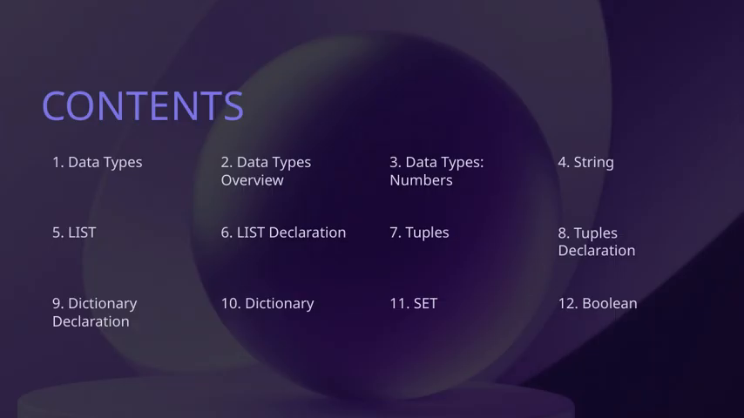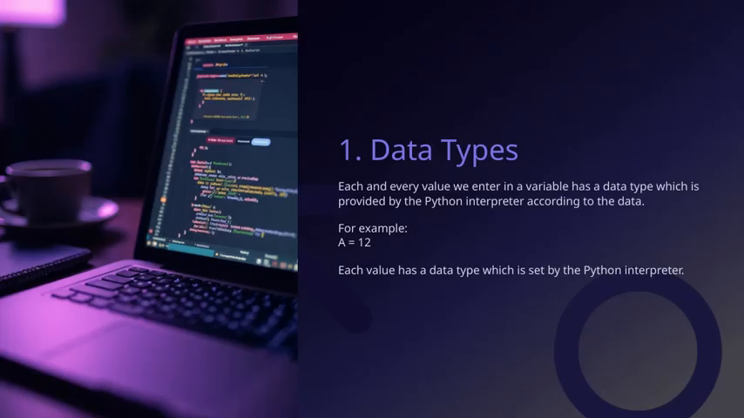Then, we'll examine tuples, another ordered collection similar to lists but immutable, meaning they can't be changed after creation. We'll see how to declare tuples, which is essential for understanding their structure and usage. Moving forward, we'll discuss dictionaries, which are key value pairs that help us organize data efficiently. We'll learn how to declare them properly. Lastly, we'll touch on sets, which are collections of unique items, and Boolean types, which are used for true or false logic. Connecting all these concepts, understanding these data types is crucial because they form the building blocks for any programming task we undertake. Let's talk about data types.